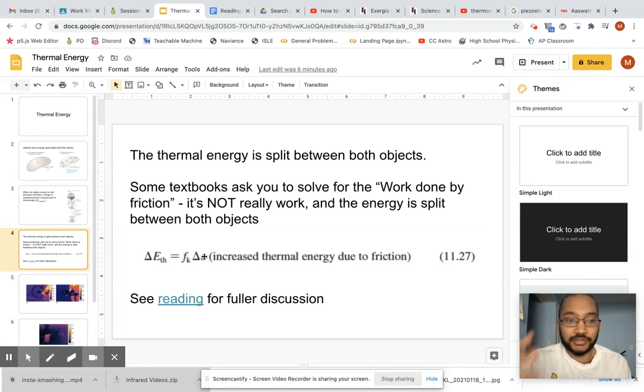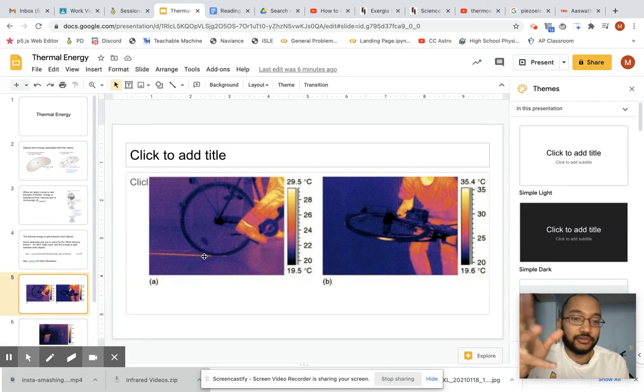Okay, here are some visuals to help you see what's going on. This is a thermal image of a bike that is braking and coming to rest. You can see this red streak over here is where there's a temperature increase. There's also a temperature increase on the bottom of the bike. This is detecting the temperature changes. That's how we would pick up the thermal energy.